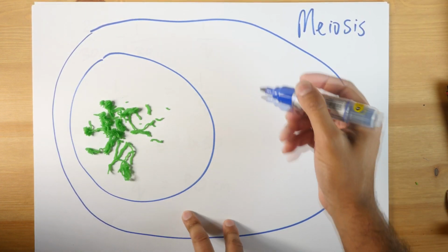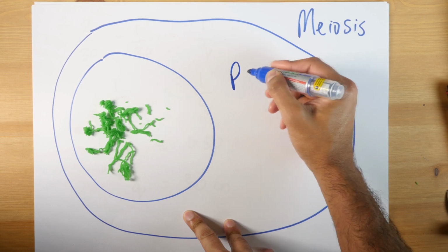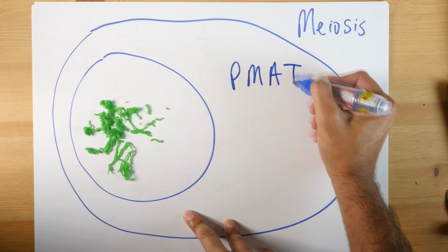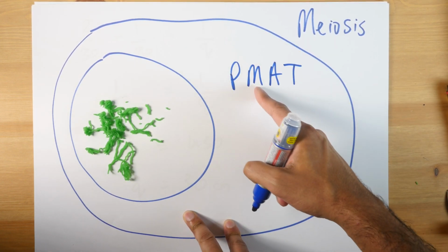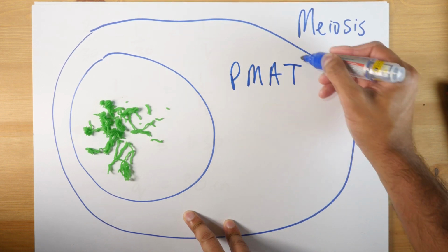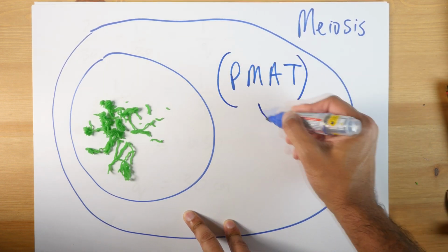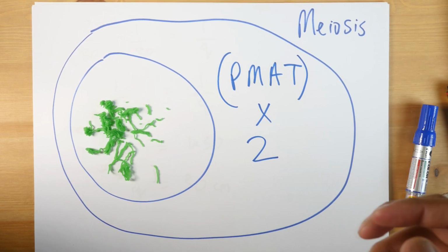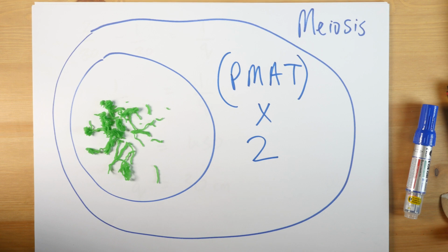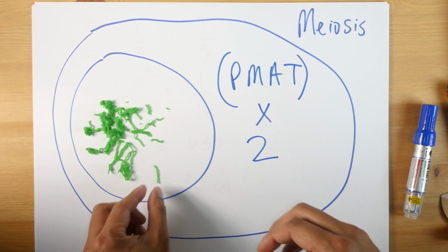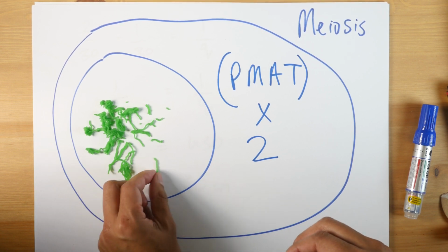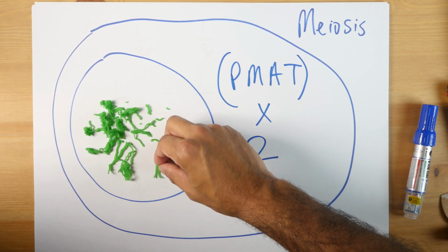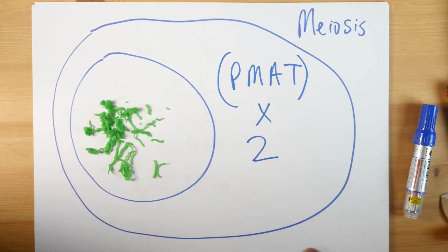Meiosis itself is divided into PMAT. That's prophase, metaphase, anaphase, and telophase. And all of these happen twice. As mentioned earlier, during interphase, particularly the synthesis stage, the DNA itself replicates. So you have a tiny little strand of DNA, for example, this one, and it replicates to give you a shape a little bit like this.